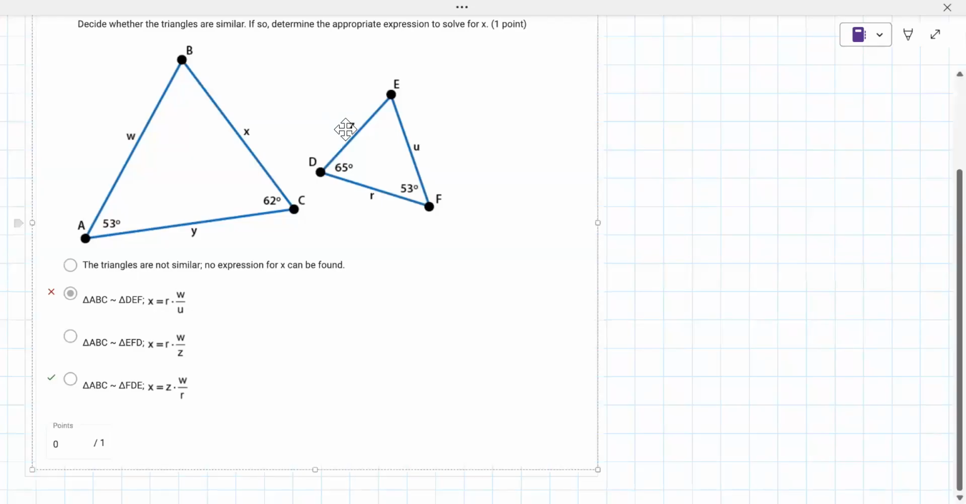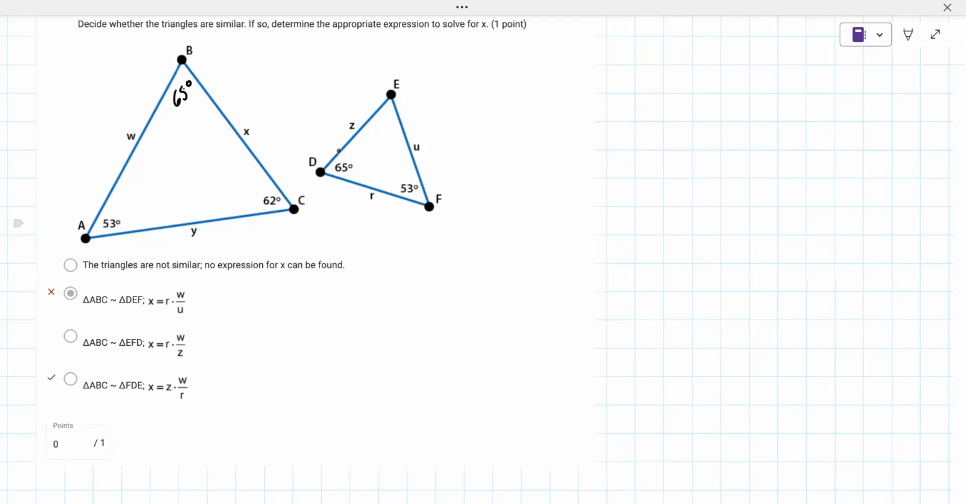Decide whether the triangles are similar. If so, determine the appropriate expression to solve for x. So I thought we looked at this exact problem. You have to find the other angle to make sure that they're all the same. Like that ends up being 65 degrees. That ends up being 62 degrees.